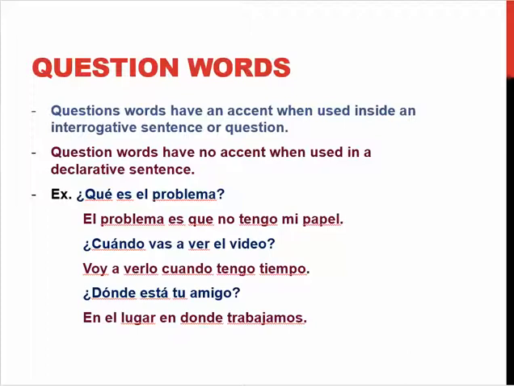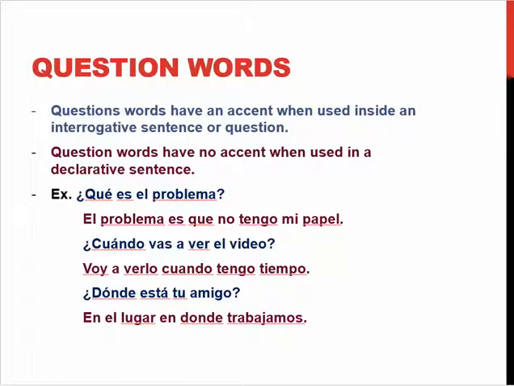¿Cuándo vas a ver el video? When are you going to watch the video? So, cuándo is in a question, so of course it's got an accent mark on the A. But if I put it in a sentence that is declarative, for example, voy a verlo cuando tengo tiempo, I'm going to watch it when I have time. See, it's still when, but it's not in a question, so no accent mark.